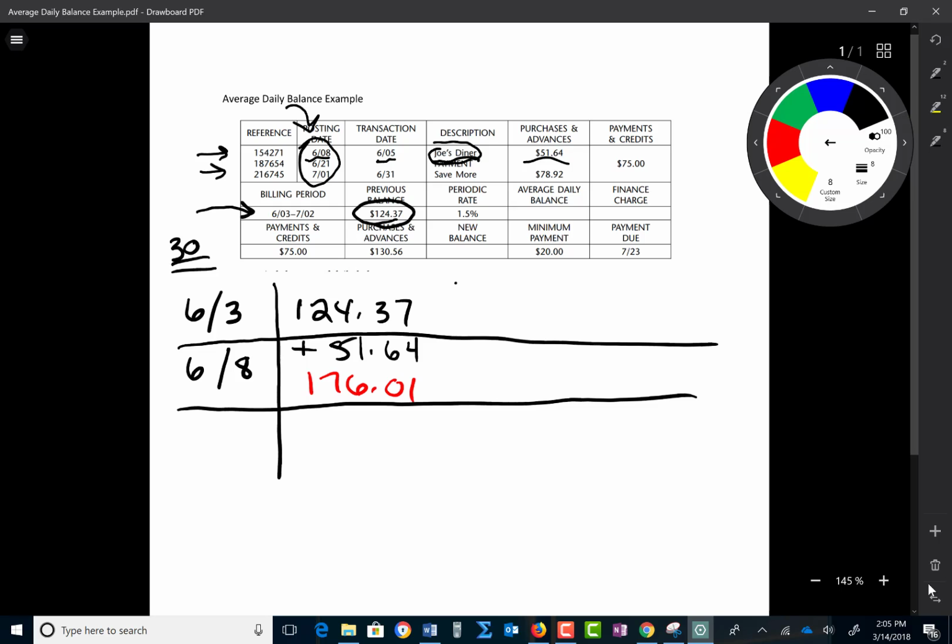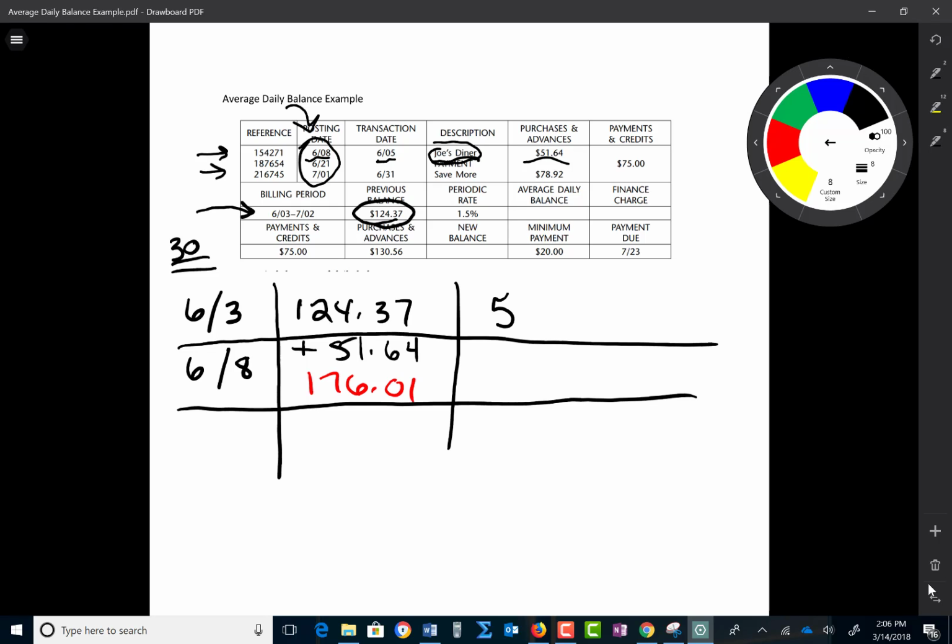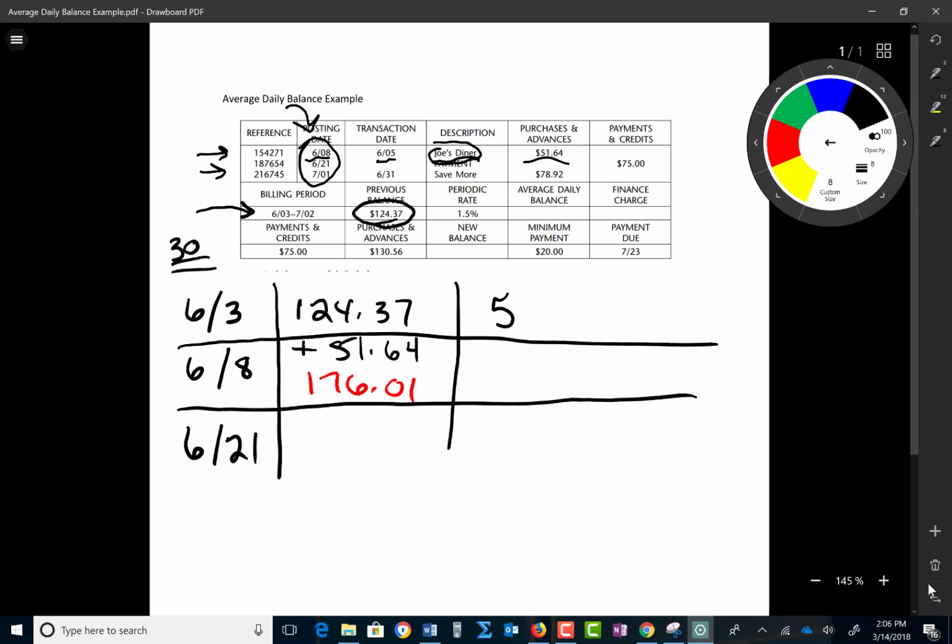And you need to look at the number of days that these things happen. So on the 3rd, it was $124.37, and I didn't do anything with that credit card until the 8th. That's when my next thing posted. So it stayed the previous balance for 5 days. And then on the 8th, I made a purchase. And then on the 21st, I actually made a payment. And on credit cards, if you make a payment, that means your balance is going down. And notice that's right here.